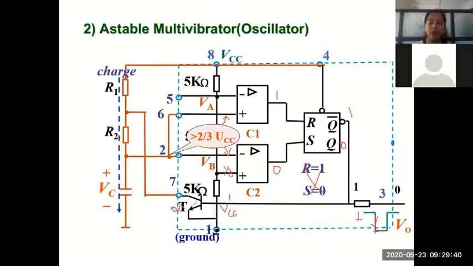If this transistor is on, what will happen now? What do you expect? Where is this transistor connected? This transistor's collector is connected at this point, the junction between R1 and R2. So all the charges or the voltage gained by this capacitor should now be discharged through this on transistor. Remember, on transistor offers very low resistance, almost zero resistance. So this capacitor tries to discharge through this transistor.